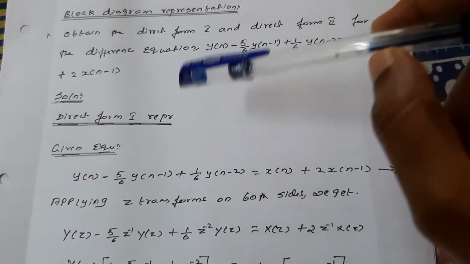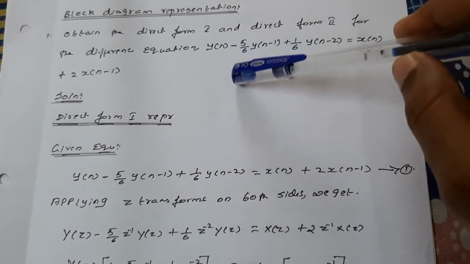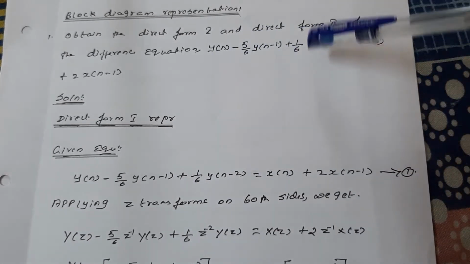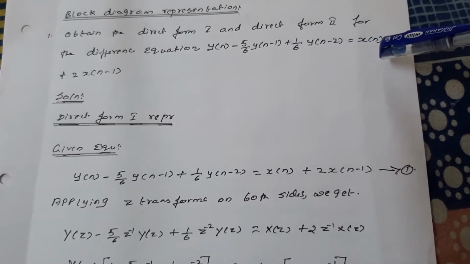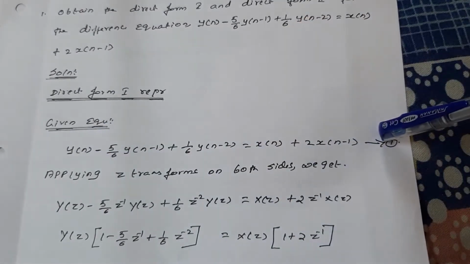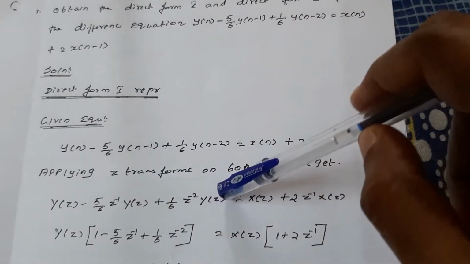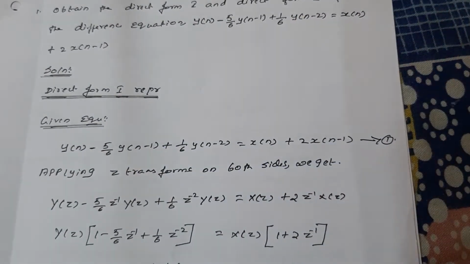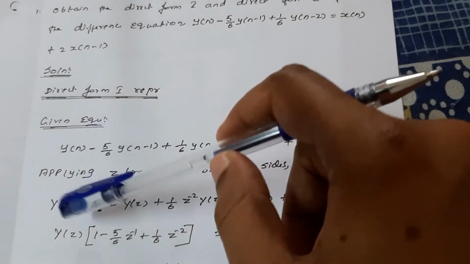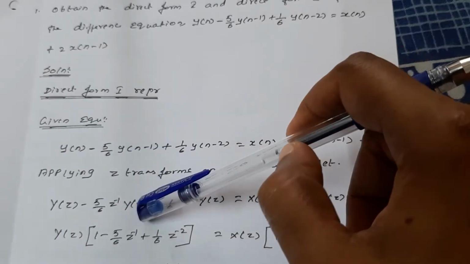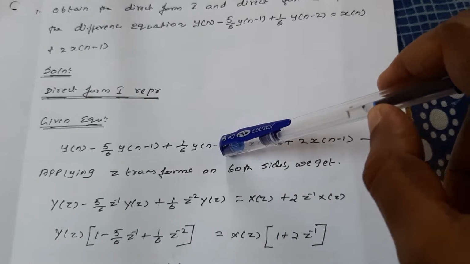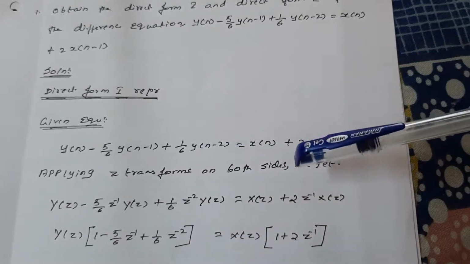Here we have a difference equation: y of n minus 5 by 6 y of n minus 1 plus 1 by 6 y of n minus 2 is equal to x of n plus 2 x of n minus 1. First write the given difference equation, and now apply the Z transform on both sides. The Z transform of y of n is Y of z, of y of n minus 1 is z power minus 1 Y of z, and of y of n minus 2 is z power minus 2 Y of z.